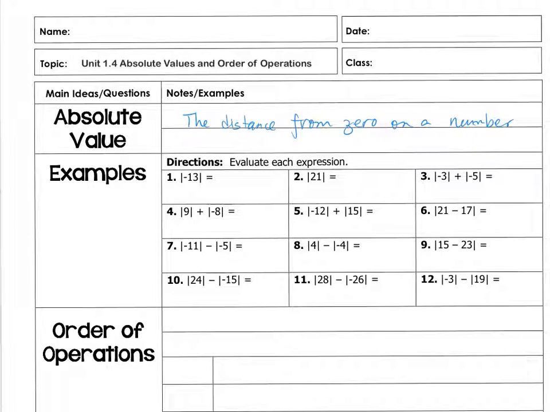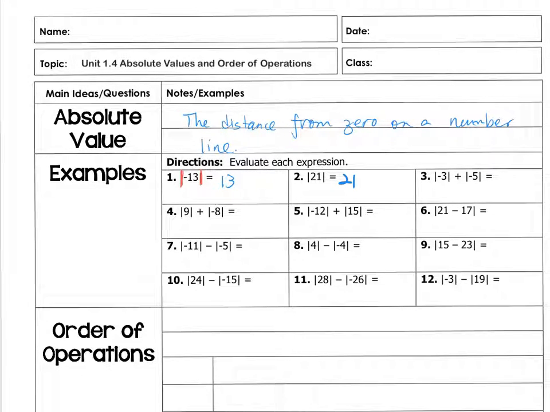And notice that when I talk about distance, the smallest distance is 0. So absolute value is always positive or 0. So let's look at some examples. Actually, one more thing: absolute value is expressed with these two straight bars, two vertical bars. So if I say absolute value of negative 13, my final answer would be positive 13. Again, it's all positive. The absolute value of a number is always positive.